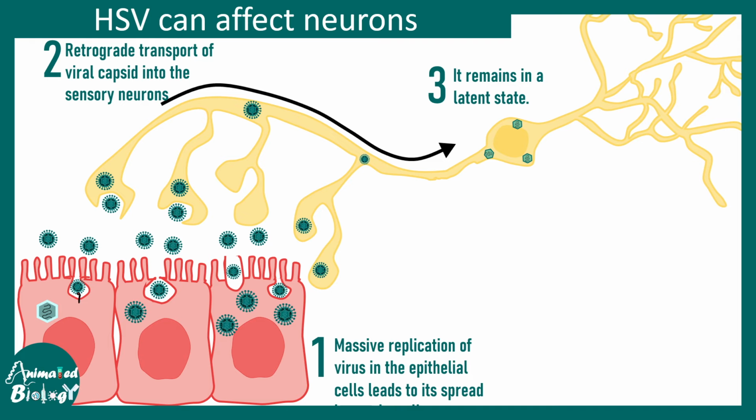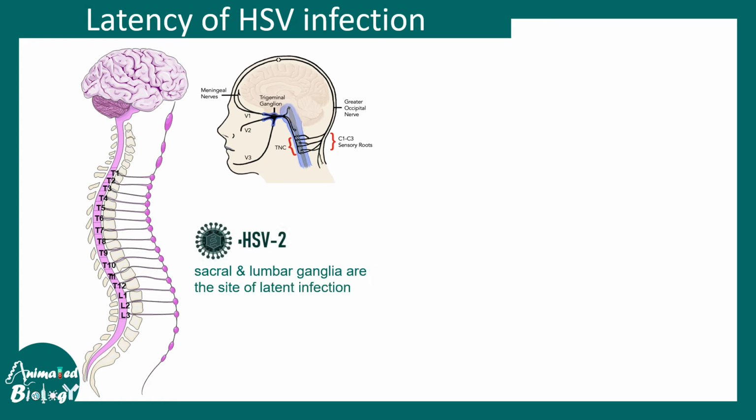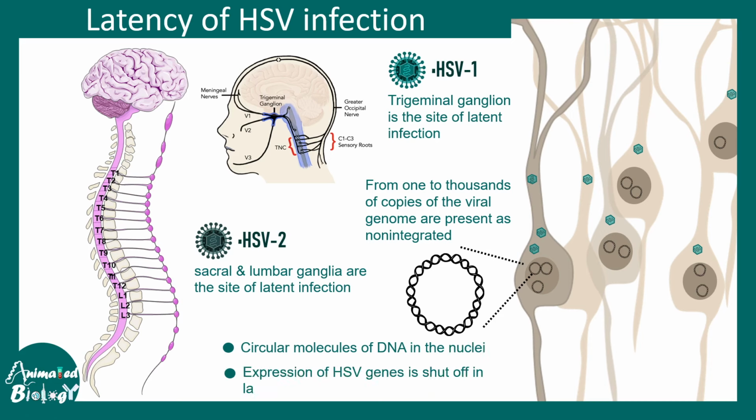Now, when it comes to the neurons, the sacral and lumbar ganglia, which are near the genital region, get affected by HSV2 infection, whereas HSV1 infection affects the trigeminal ganglion, and this is the site of latent infection. In these ganglia, the collection of cell bodies, the virus can stay for a long time. All the circularized genetic material can stay inside the nucleus for a very long duration. In that condition, there is specific machinery which prevents viral particle production at that point of time.